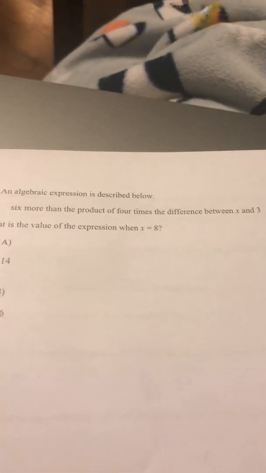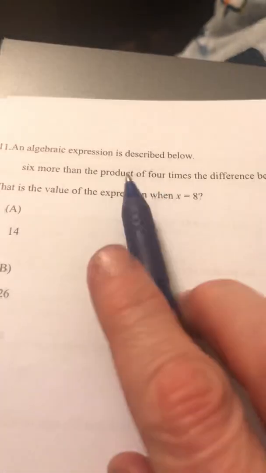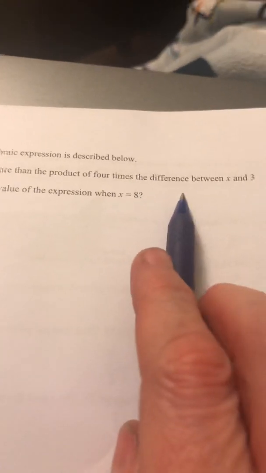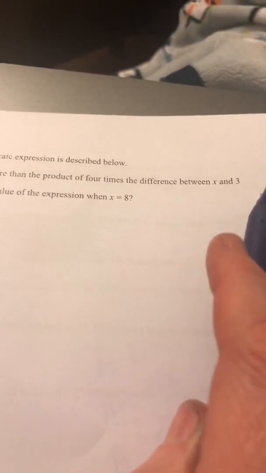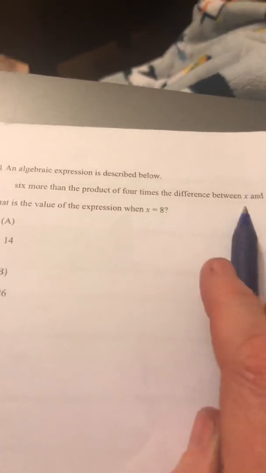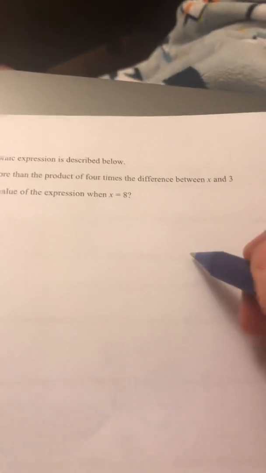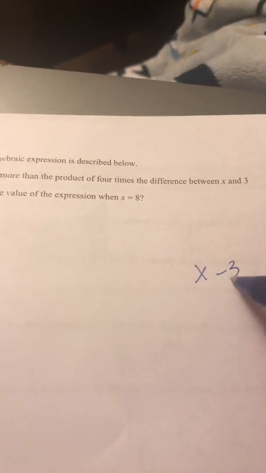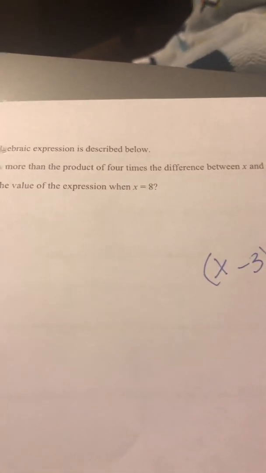All right, so here's what we have to figure out. How are we going to write this expression? 6 more than the product of 4 times the difference between x and 3. So we're going to start with this, the difference between x and 3. So it's going to be x minus 3, and that's going to be inside parentheses.